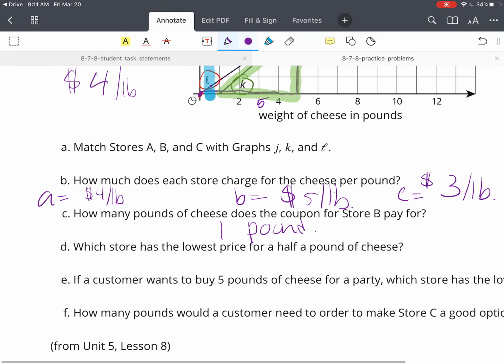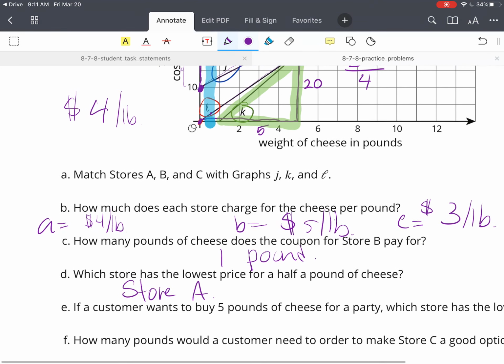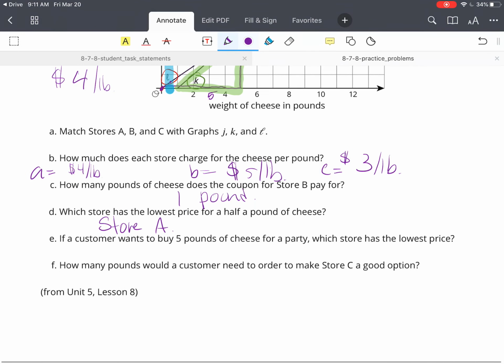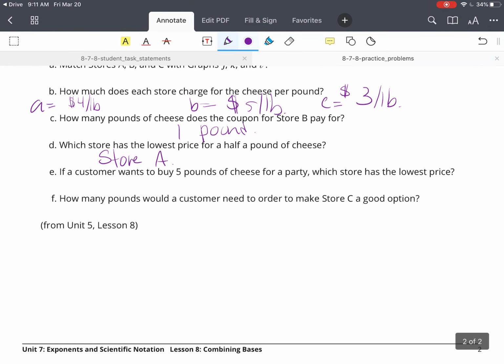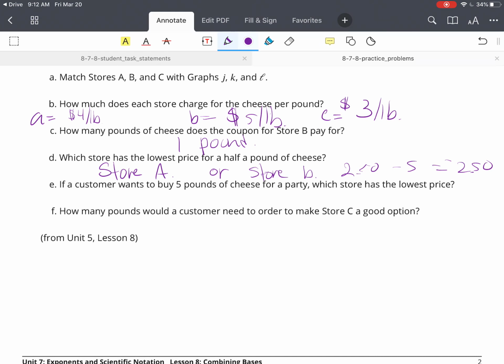And sure enough, it's line L. I think it's store A, right? Actually, you can make an argument and say it's store B. Because with store B, right, half a pound, since it's $5, half a pound would be $2.50, but then you get a $5 coupon. That's negative $2.50. Does that mean they give you $2.50 back? I don't know.